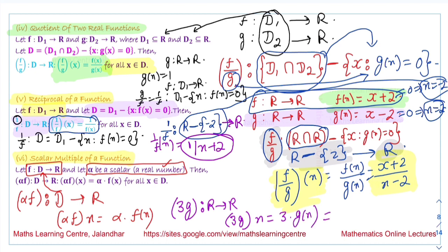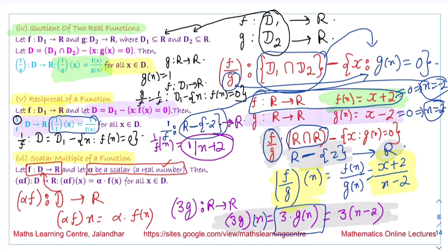And what is the value of g of x? It is 3 times x minus 2. So this is the definition of the function we are talking about: 3g of x is equal to 3 times (x minus 2), that is 3 times g of x.